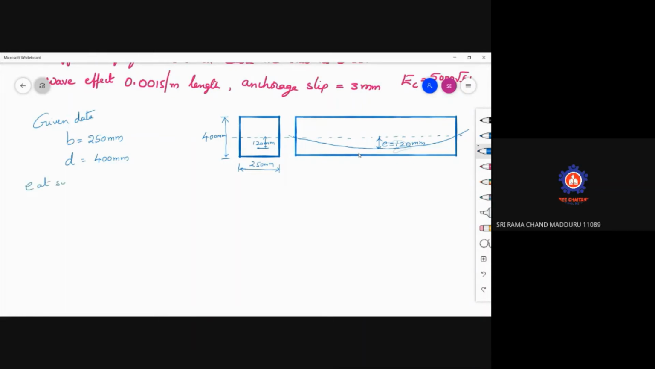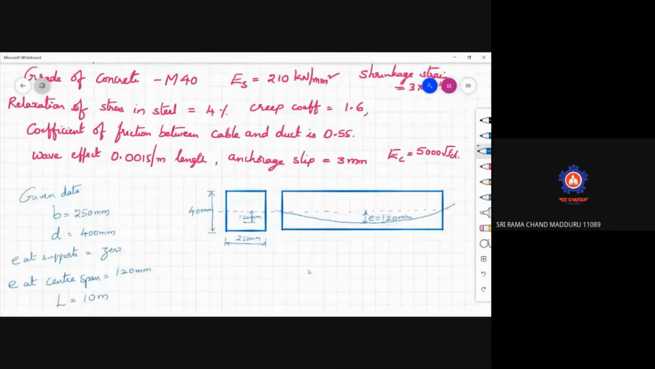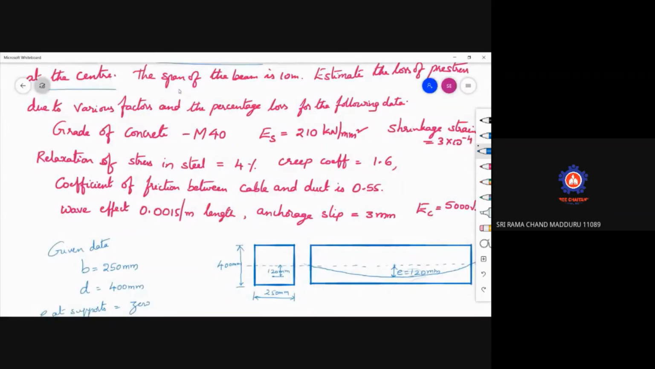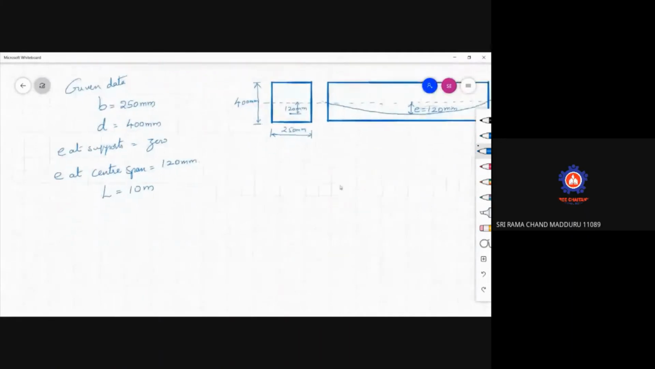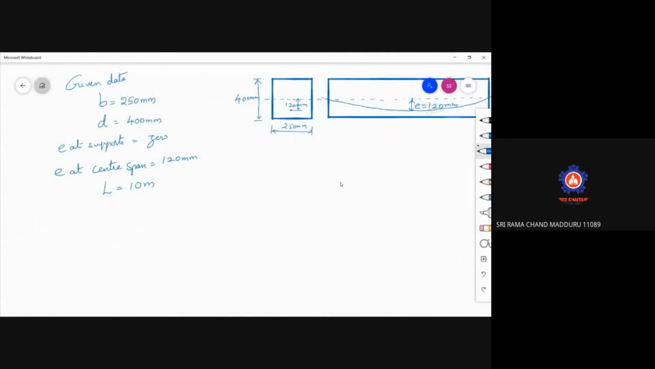E at supports, the eccentricity at supports, is equal to 0. E at the center span is 120 mm. And the span of the beam is given, L is equal to 10 meters. Let me check whether we have written the span of the beam or not. Yes, we have written the span of the beam is 10 meters.